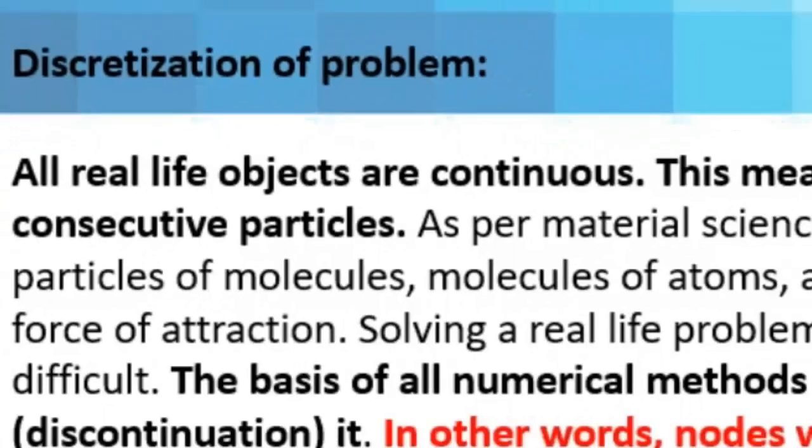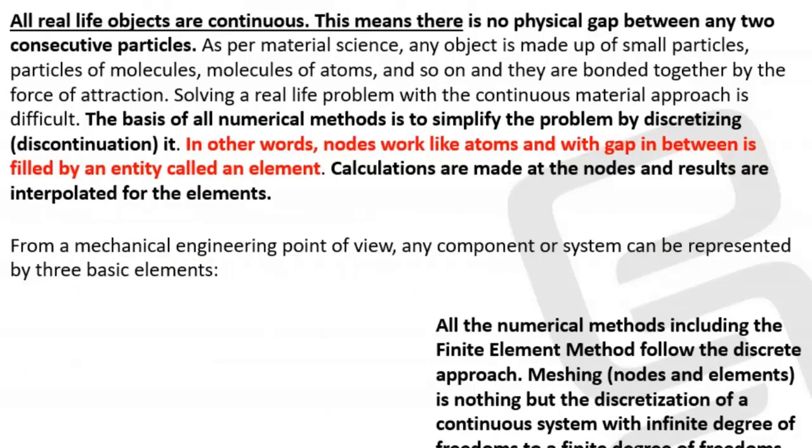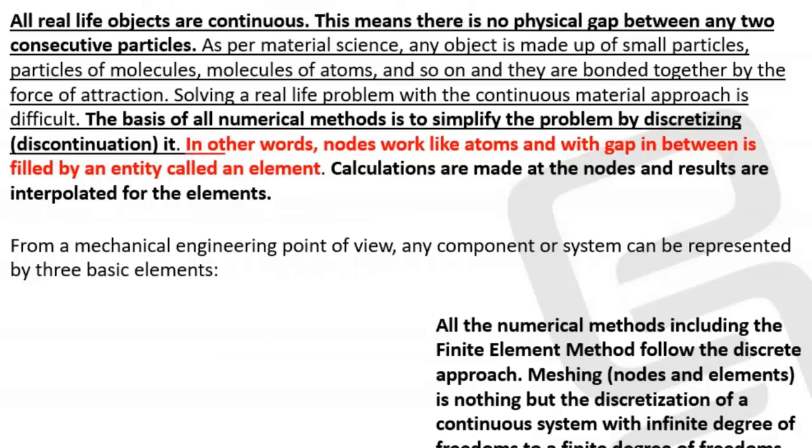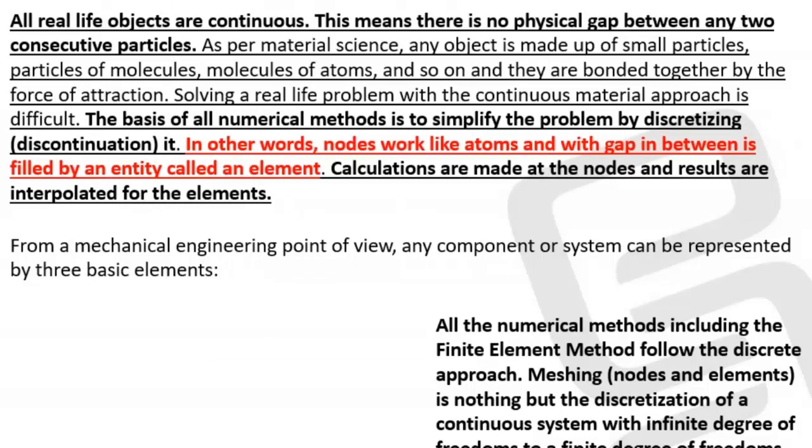Let's see the discretization of a problem. All real life objects are continuous. This means there is no physical gap between any two consecutive particles. As per material science, any object is made up of small particles, particles of molecules, molecules of atoms, and so on. And they are bonded together by the force of attraction. Solving a real life problem with a continuous material approach is difficult. The basis of all numerical methods is to simplify the problem by discretizing, that is discontinuation.